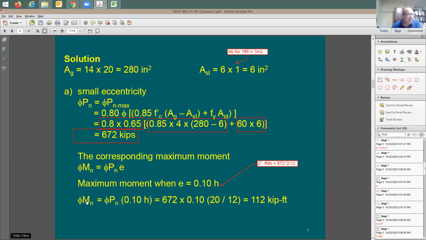The moment capacity now is going to be equal to the axial capacity multiplied by e, and e in this case is a maximum of 10% of h. 672 times 0.1 times 20 divided by 12. Just take 10% of 20, which is 2 inches, and divide by 12. It's going to be 112 foot-kips. So as long as this column is exposed to a moment that ranges from 0 to 112, your axial load capacity equals 672 kips.